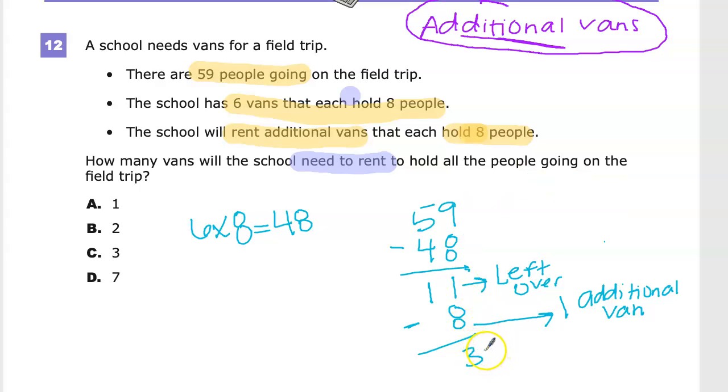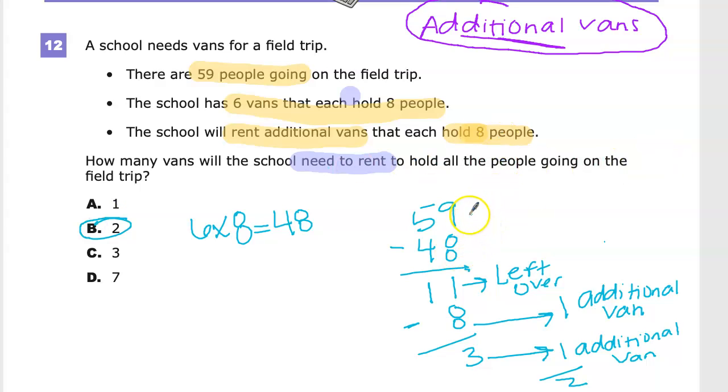So, here we still have 3 people left. So since we still have 3 people that aren't accounted for in a van to go on the field trip, we're going to have to get another van. So 1 plus 1 is 2. So the school is going to need to get 2 additional vans.